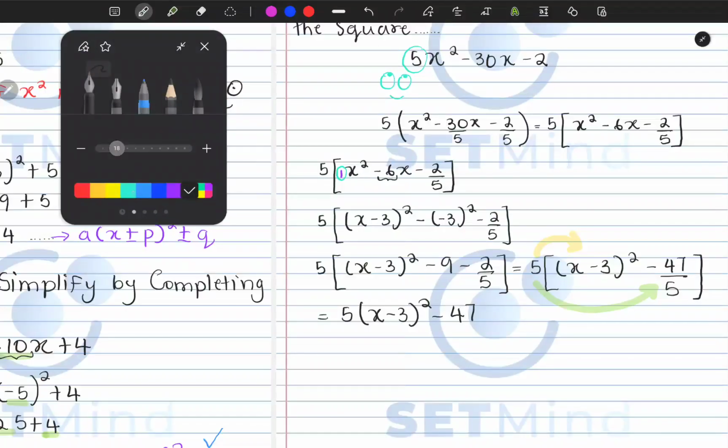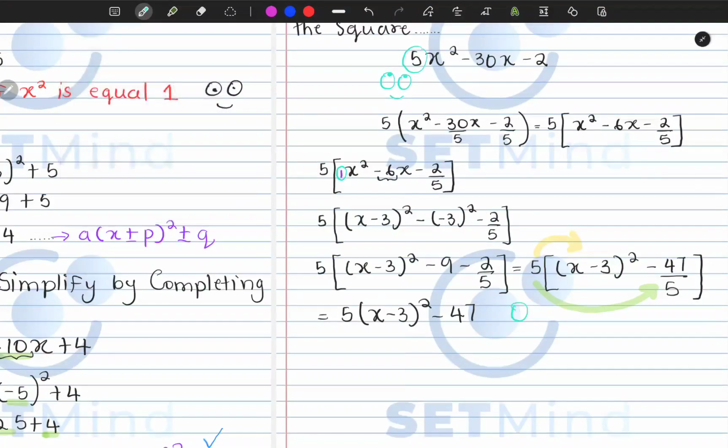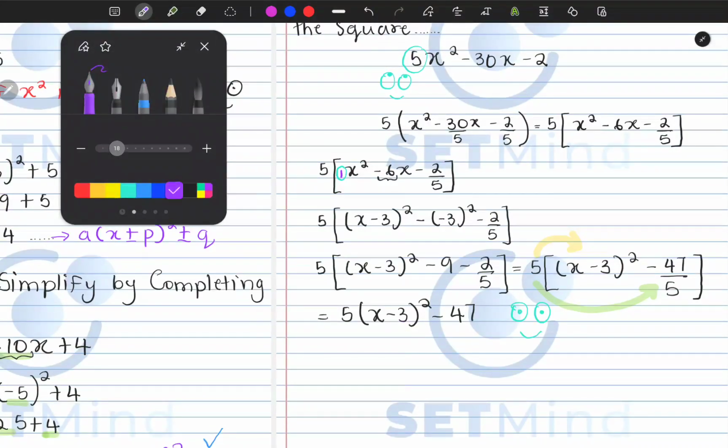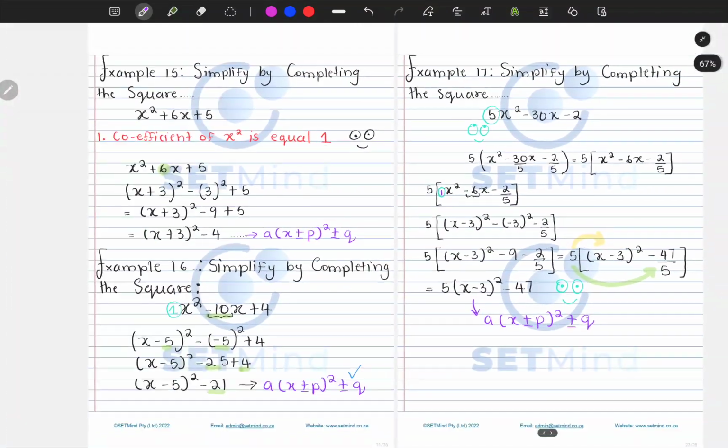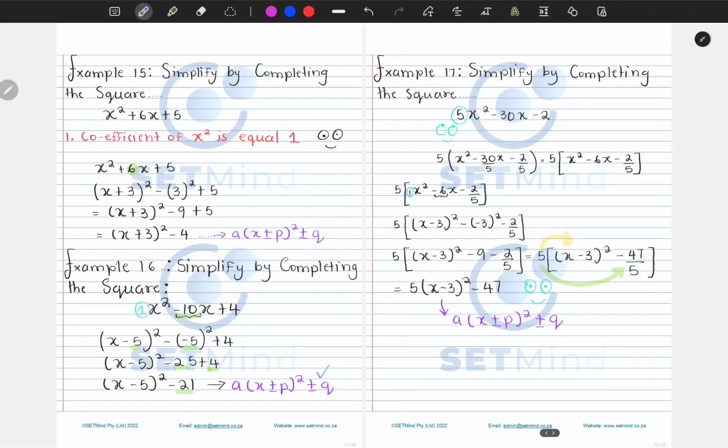And this now looks like the standard form of a quadratic, which we usually see after completing the square. Because remember, the standard form usually looks as follows: a into x plus or minus p all squared plus or minus q. This is the standard form which we usually get after completing our square, and that is exactly what we have there. So this is how we complete our square. There are many problems which you can attempt to make sure that you understand this even more deeply.